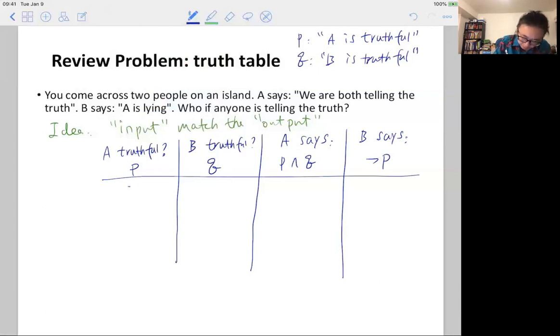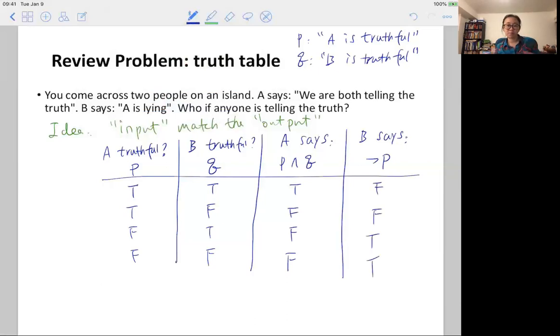Okay? So now the first thing we do is to derive the truth table. So if P is true, Q is true; true, false; false, true; false, false. Those are all possible combinations of variables P and Q. And then I'm going to correspondingly fill the rest of the truth table. So this is true, false, false, false. And then this is false, false, true, true. So nothing surprising. I'm just filling the truth table. But what's really interesting is how do I derive the final conclusion, who is lying and who is not, based on this truth table. And this is going back to my statement, input has to match the output.